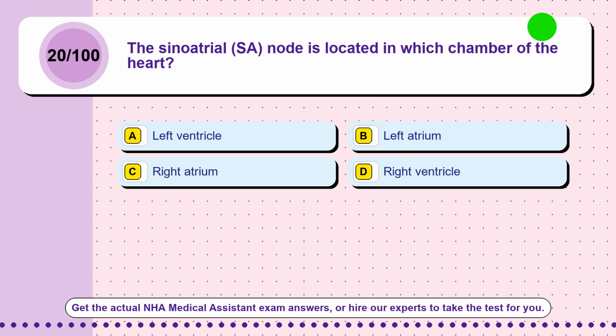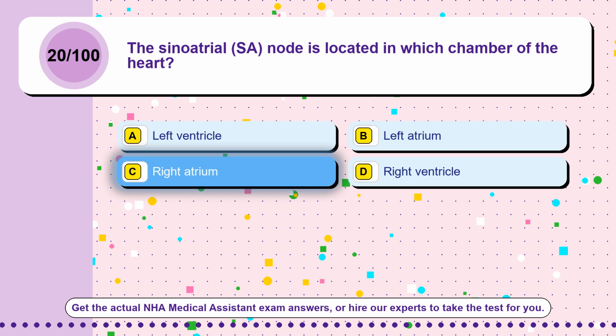Question 20. The sinoatrial SA node is located in which chamber of the heart? Option A, left ventricle. Option B, left atrium. Option C, right atrium. Option D, right ventricle.